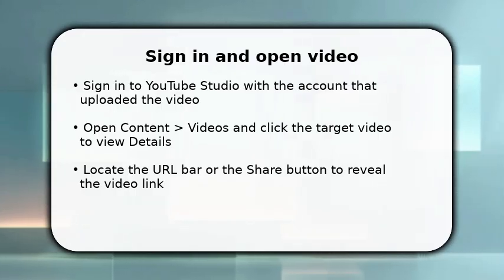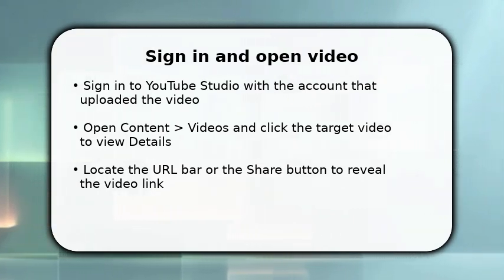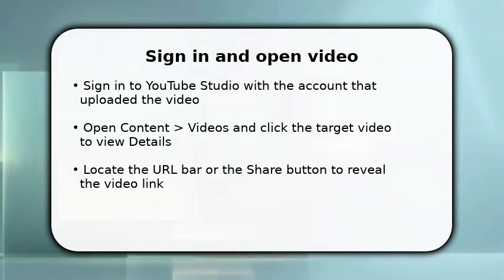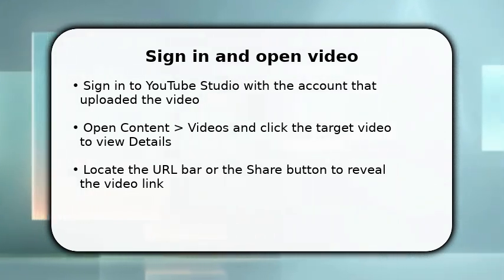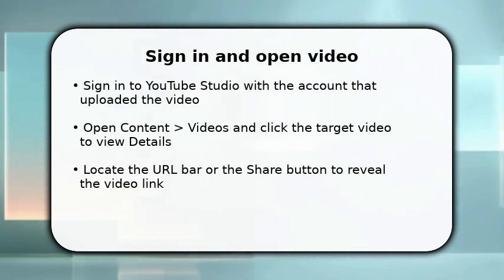You're signed in, so start by going straight to YouTube Studio and selecting Content, then Videos. Click the video you need. Once the Details page loads, make sure to look at the top URL bar or click Share. The actionable bit: copy the link that appears.